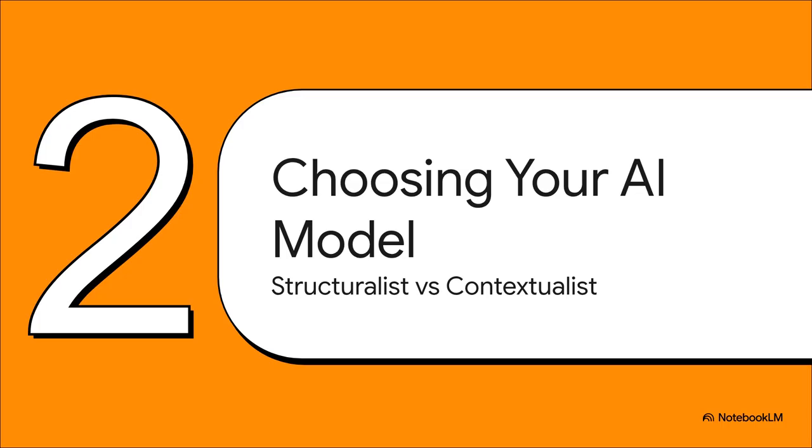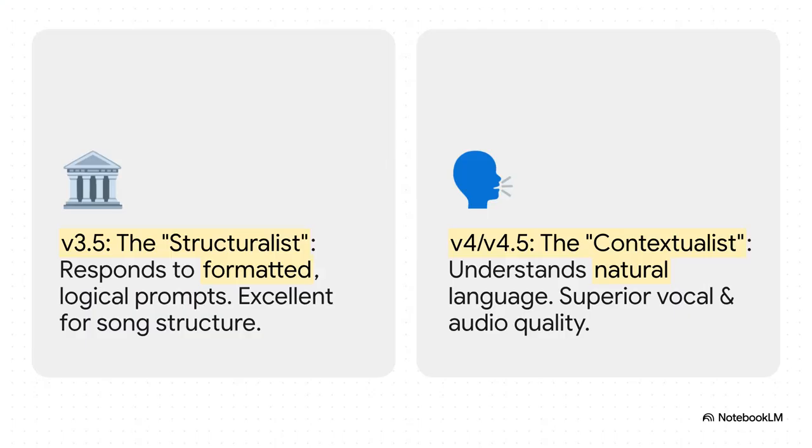Section 2. Choosing your AI model. Now, beyond just picking custom mode, you need to know that not all the AI models behind the scenes are the same. They kind of have different personalities, and knowing which one to use for what, that's a real game changer. On one hand, you've got version 3.5. Let's call it the Structuralist. It loves neat, formatted, logical prompts, and it's fantastic for creating a really solid, coherent song structure.